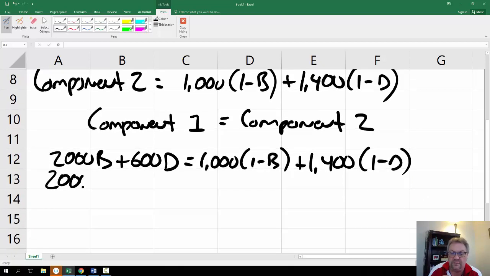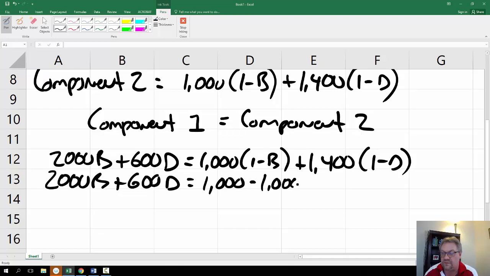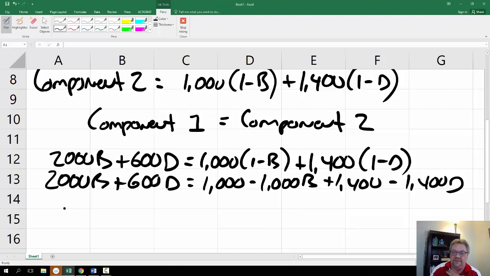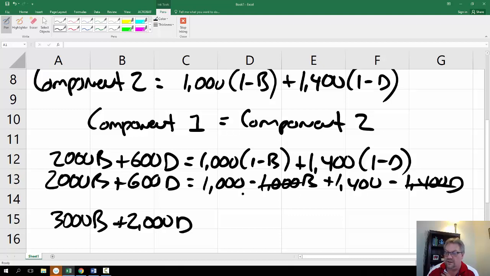So 2,000B plus 600D is equal to 1,000 minus 1,000B plus 1,400 minus 1,400D. All right? And so I'm going to move the B's and the D's over. So this gives me, I'll write it down here, 3,000B plus 2,000D, right? And then I'm left with equals 2,400. So there's my constraint, right?